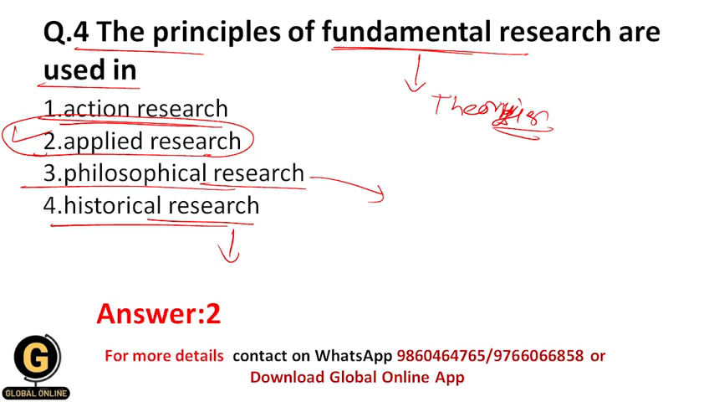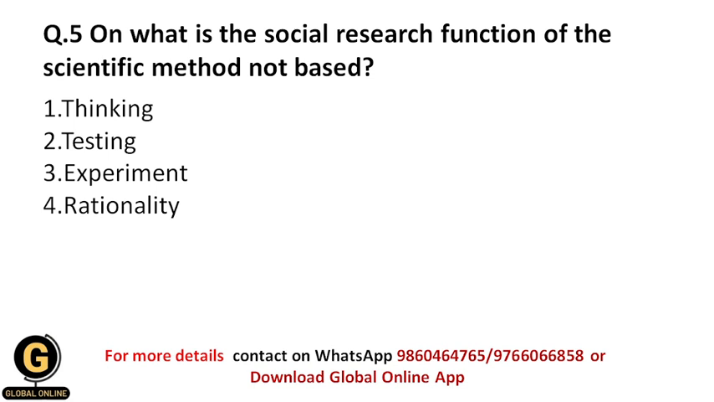Okay, this is nothing but the historical research. That's why the correct answer over here is second. On what is the social research function of the scientific method not based? So basically from these options, which is the option on which social research function of the scientific method is not dependent or not based?